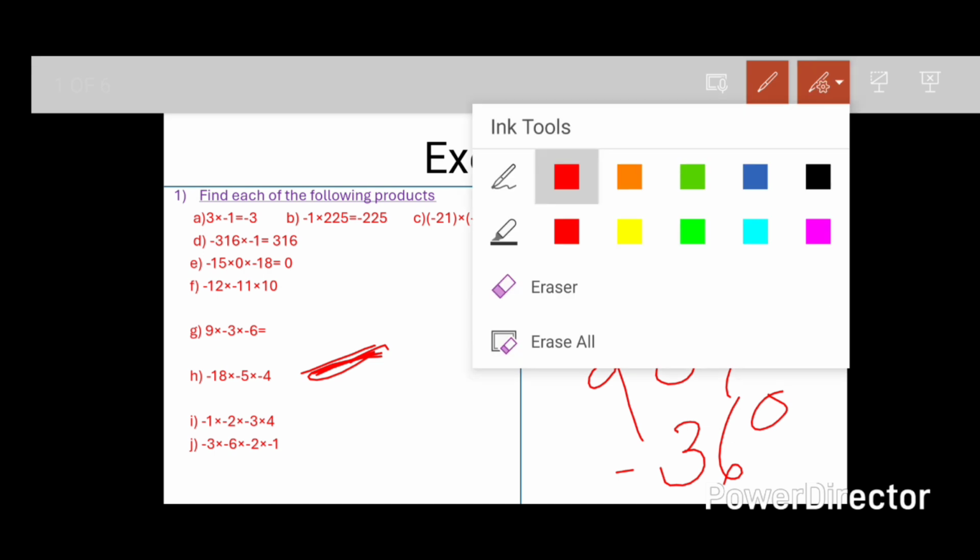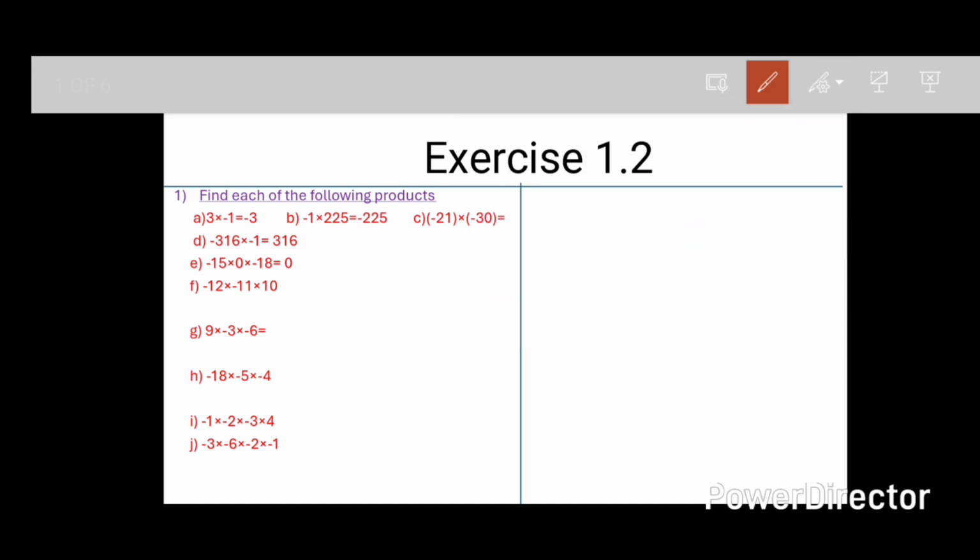Okay, next, the next one. Here also negative symbol repeated how many times? 3 times. So in the answer minus sign will come. It is very easy because these are all one digit numbers. Just multiply. See, 1 2s are how much? 2. Okay, then 2 3s are 6. So 1 2s are 2. 2 3s are 6. 6 4s are 24. So final answer is 24.